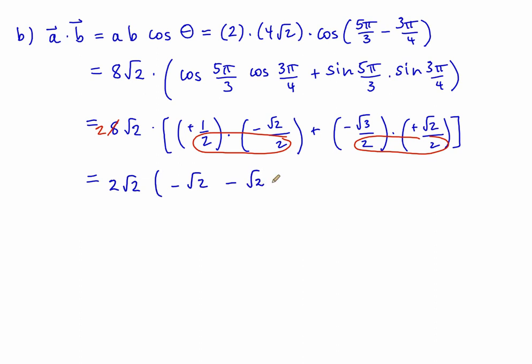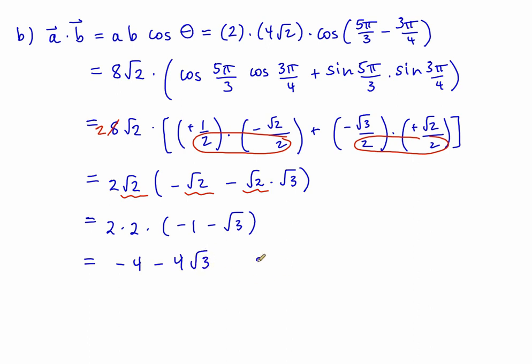I'm going to leave it as negative square root of 2 times square root of 3, however, because then I'm going to factor out the square root of 2 to multiply by this square root of 2. When I factor it out, the square root of 2 that factors out multiplies by the existing square root of 2 to give 2 times 2, and then we have negative 1 minus the square root of 3, which is equal to negative 4 minus 4 square root of 3 that we saw in part A. So it's good that we get the same result, and you can decide for yourself which method is easier. That's the dot product using the polar form and the rectangular form.